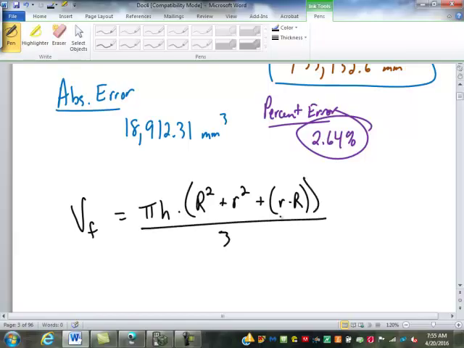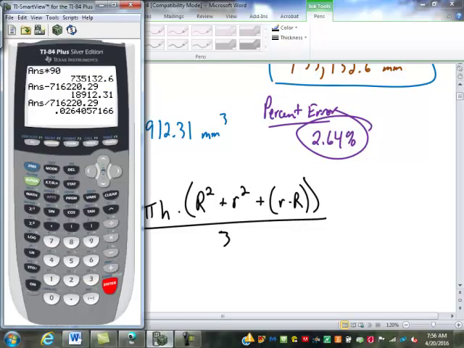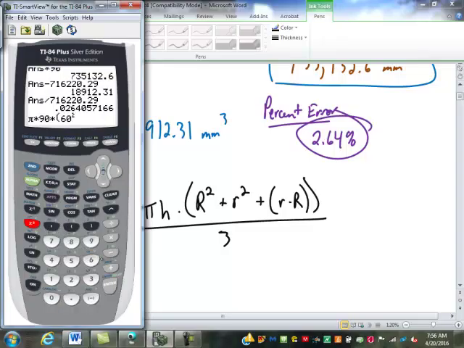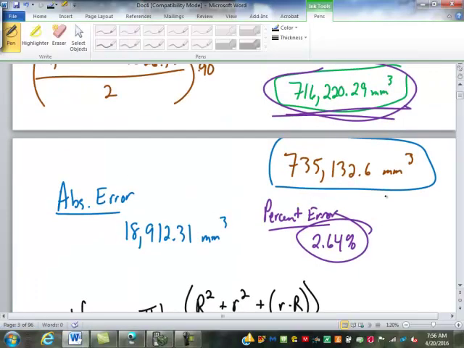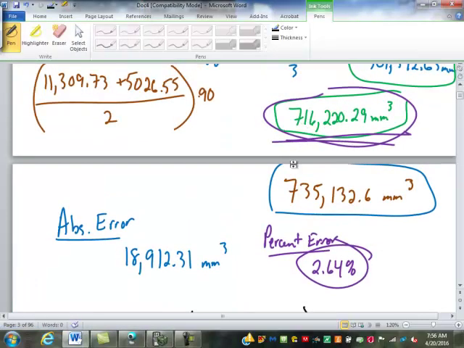Okay, so let's go ahead and do this. I'm going to use the pi key times my height of 90 times parentheses. What was my big radius? 60 squared plus 40 squared plus 60 times 40. I know they use parentheses, but we don't need to. Divided by 3. 716,283. We're really, really close. There's some round off errors in here because of the trig and the angles.